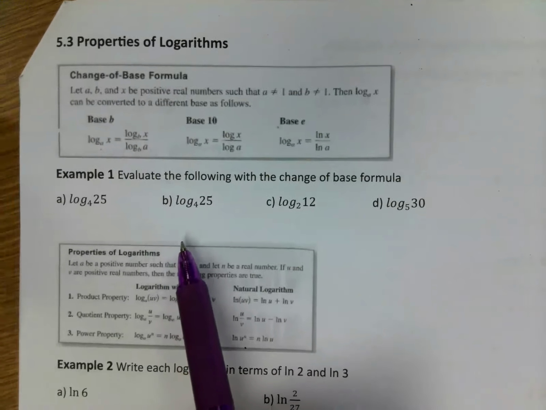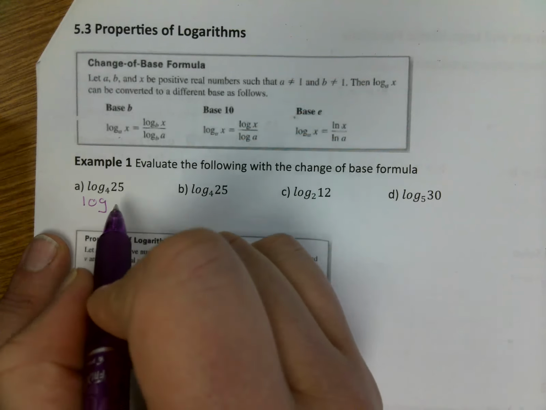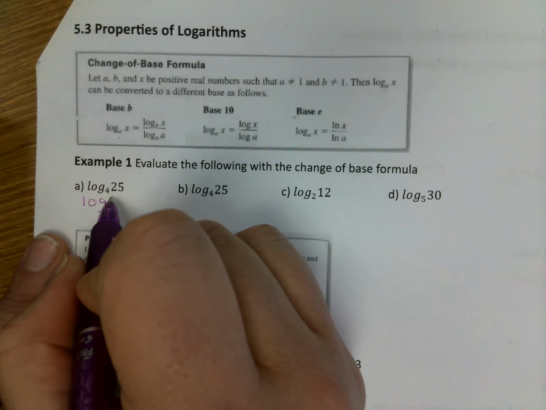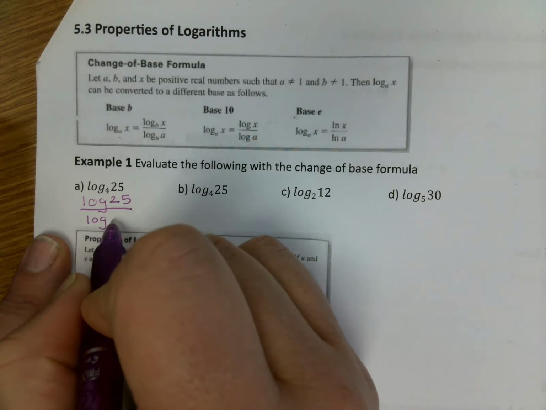So if I want to evaluate this when I'm writing this out, remember if there's no number, this is always going to be a log base 10. So I can do log base 10 on the top, divide by log base 10 of 4 on the bottom. Again, log of the large number divided by log of the base number. And I plug that into my calculator.